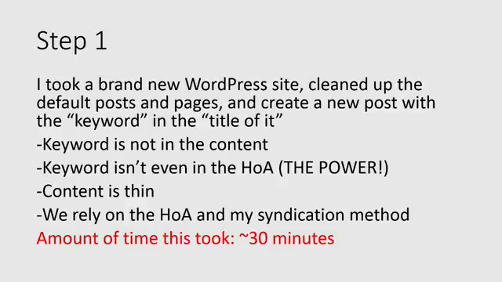So step 1 is taking a brand new WordPress site, cleaning up the default post pages, creating a new post with a keyword and the title of it. Okay, the keyword doesn't have to be in the content. The keyword doesn't have to be in the HOA. Okay, it should be, it doesn't have to be, and that's the power. And I can show you examples of this. The content is really thin. The key here is the HOA and the syndication method. And that embed that I showed you, Google is looking at, even though it's never happened.